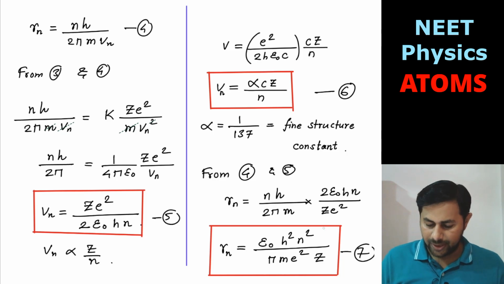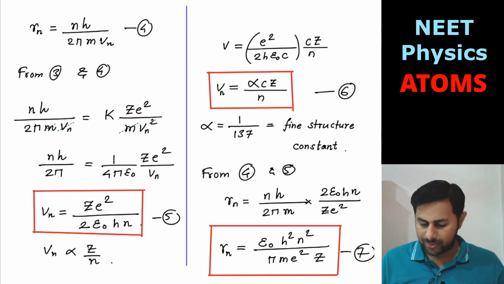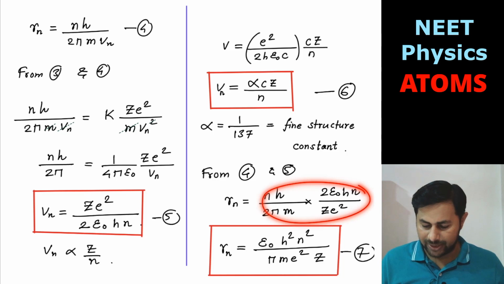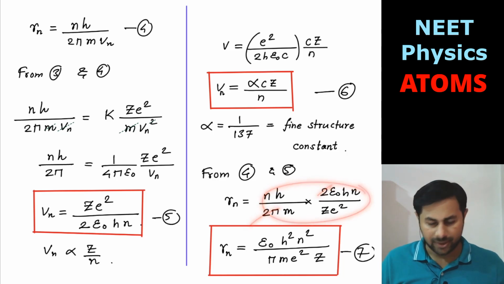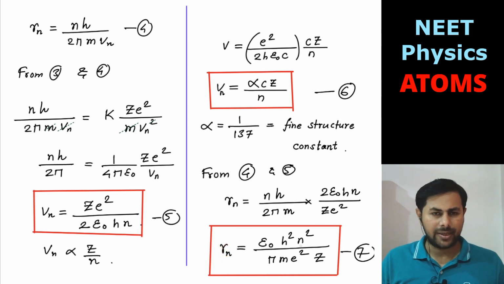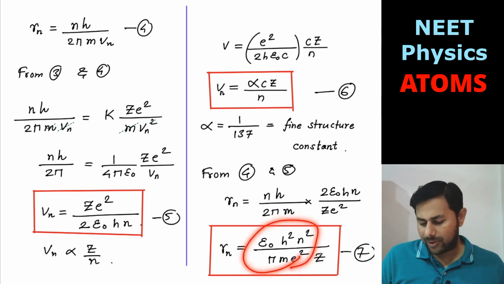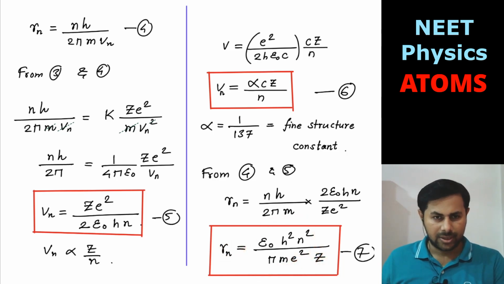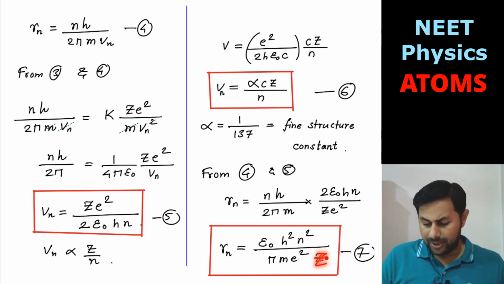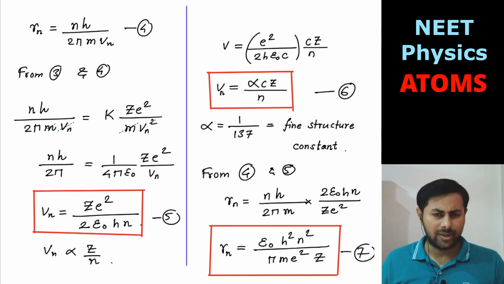If you multiply this out, this 2 will get cancelled, and Rn is equal to epsilon naught square h square n square divided by pi m e square. This is for hydrogen, and if you have some other atom, some other alkali atom, then you will have an extra z in the denominator.